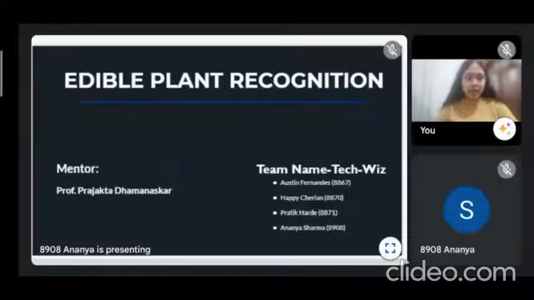Hello everyone. Our project is edible plant recognition. Our team name is TechWiz and the team members are Austin Fernandez, Happy Cherian, Pratik Harde.